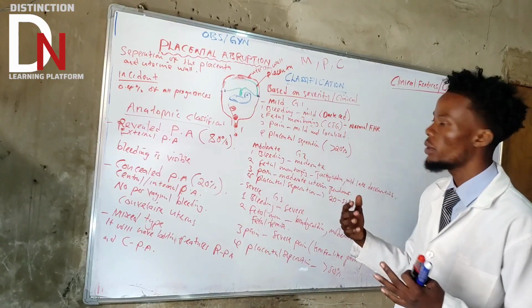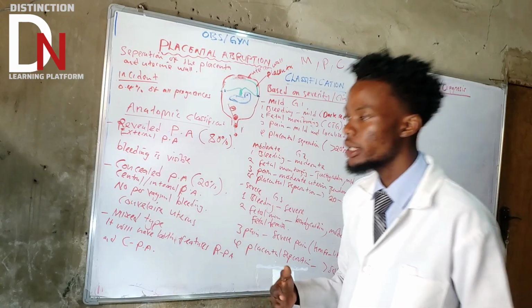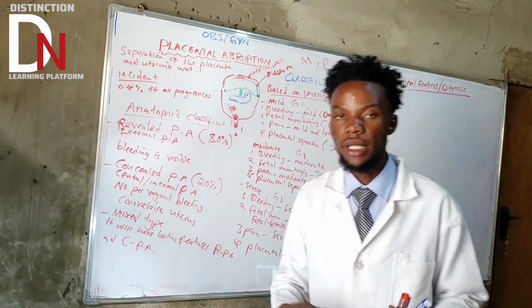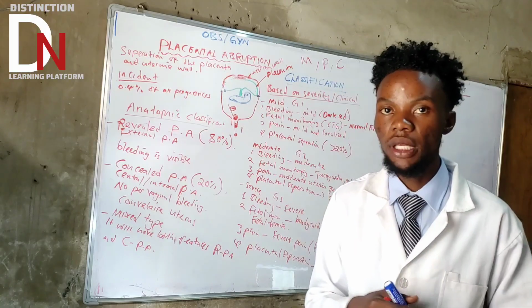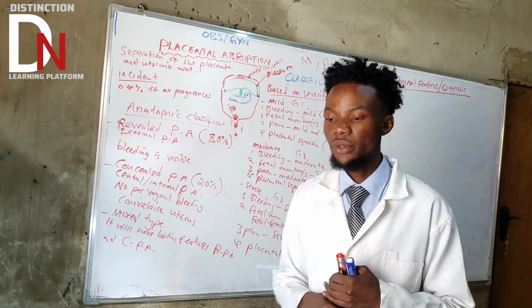Where there will be complete separation of the placenta and the uterus, but the margins are going to remain in contact, so that there will be no bleeding that is visible. That's under another classification. You need to take note of that.